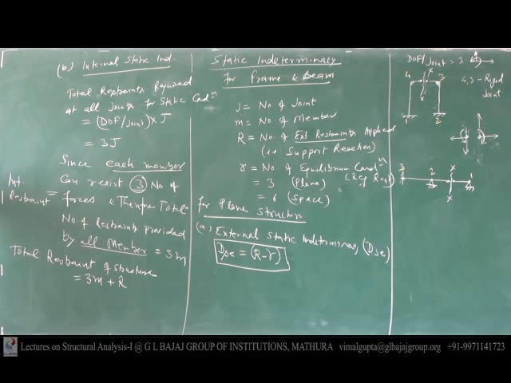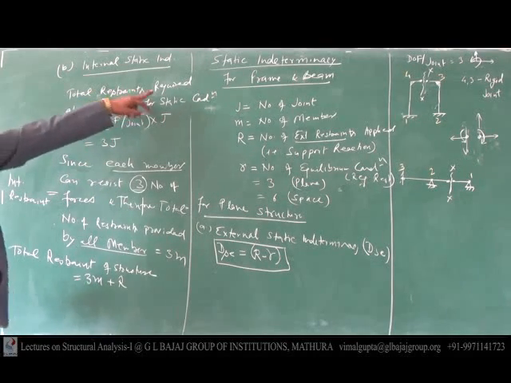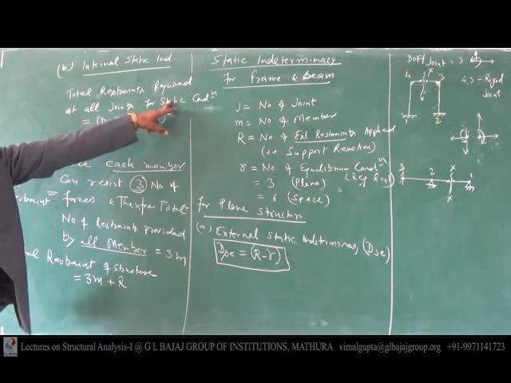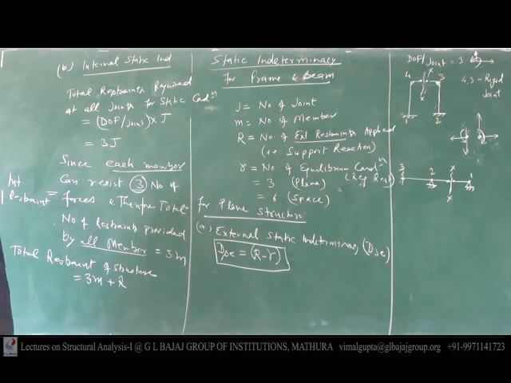Therefore you can calculate the value of it for both. You have calculated the total restraints of the structure and the total restraints needed, the total restraints required. The difference will be the total static indeterminacy.